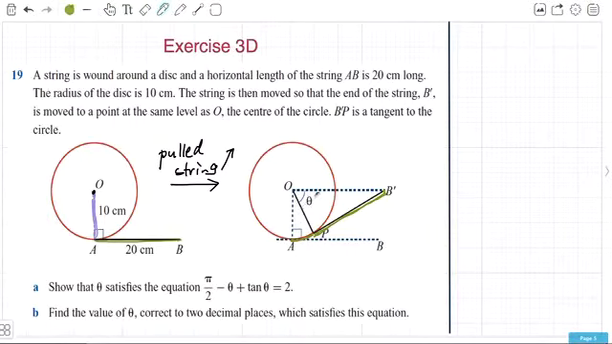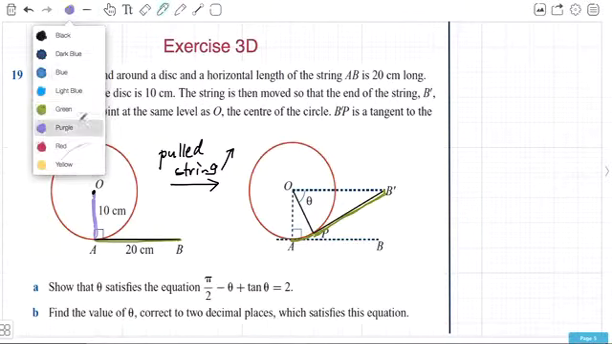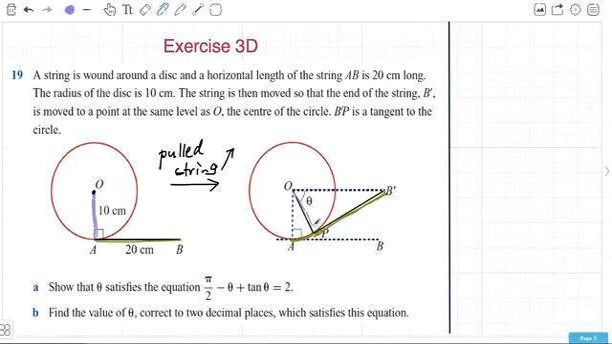Okay, we have an angle theta, and because this is the radius of the circle, we can label that this is 10 centimetres here. Now looking at part A, it says, can you show that theta satisfies the equation pi on 2 minus theta plus tan theta equals 2.